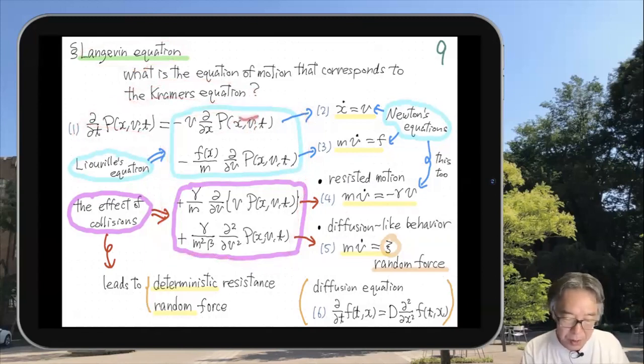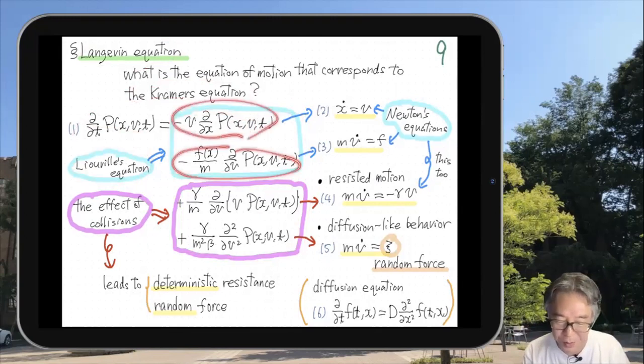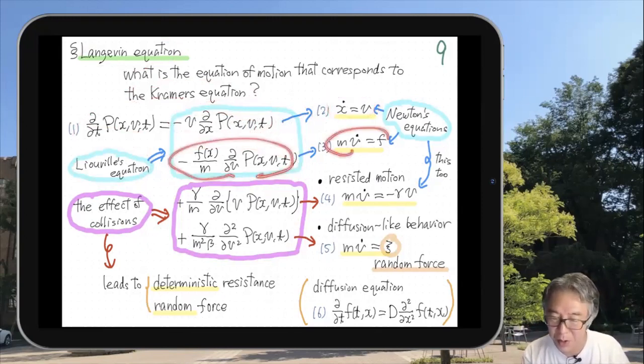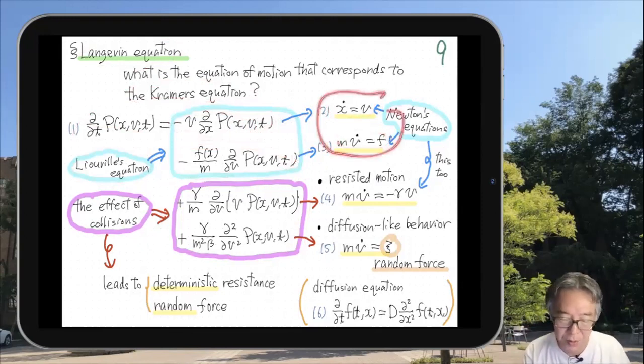And actually, as for this part, which comes from Liouville's equation, we already know the corresponding equation of motion, because of course, Liouville's equation came from the Hamilton equation or the Newton equation. So if you simply look at this, you see that this corresponds to this equation. Actually, this is only the definition of v, velocity, and this one corresponds to this equation. This is Newton's equation. Okay, so we already know the answer for this part.